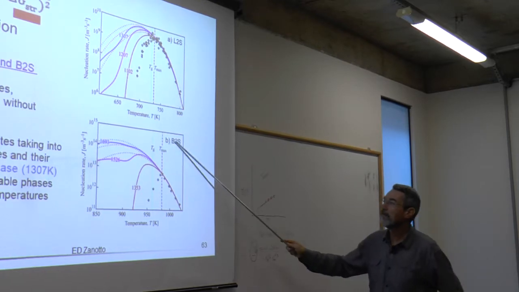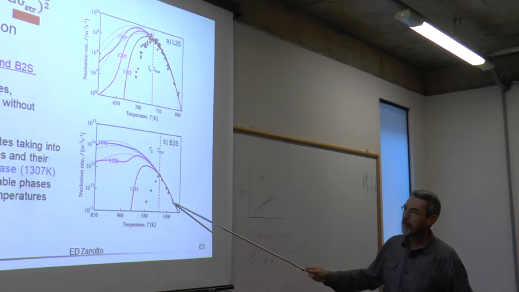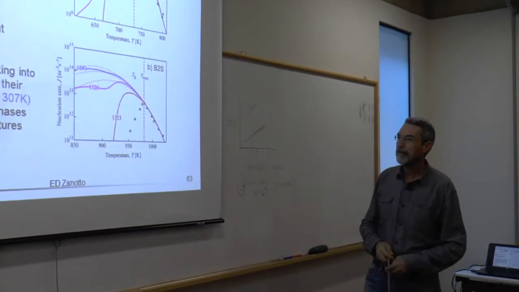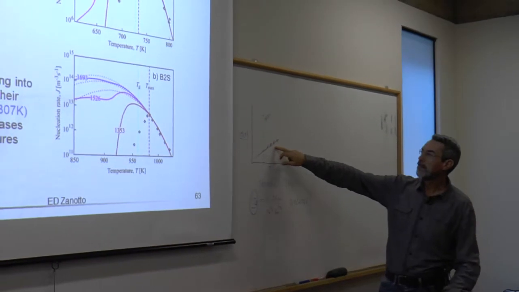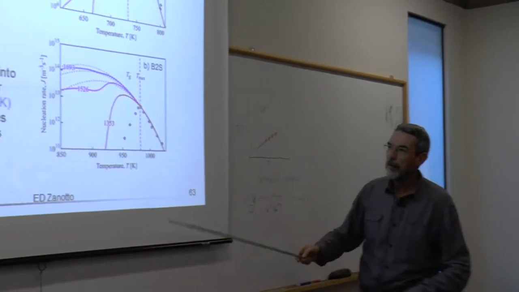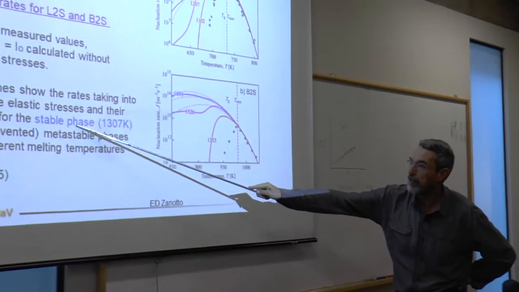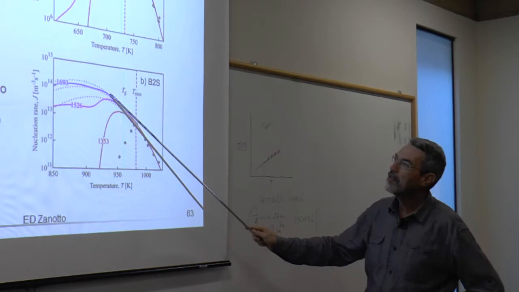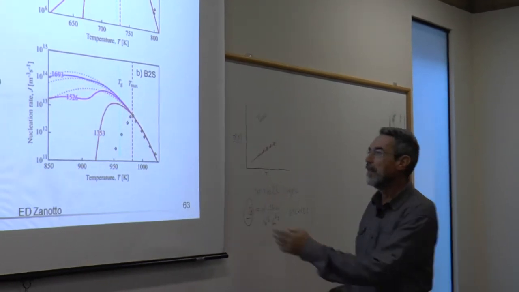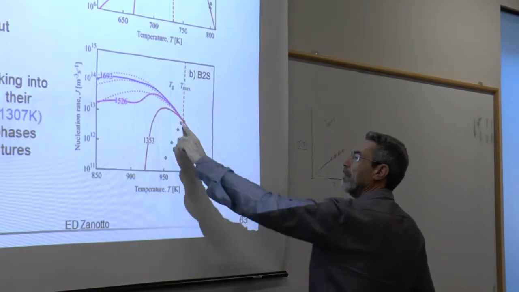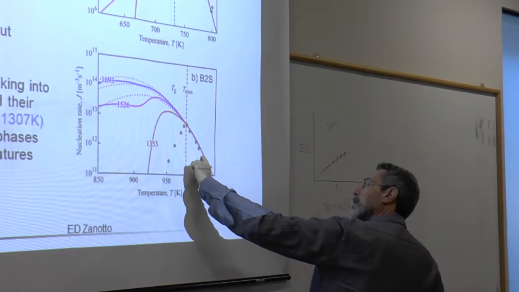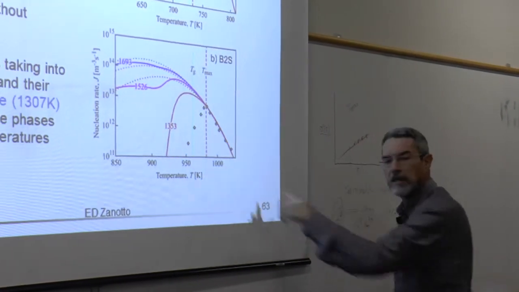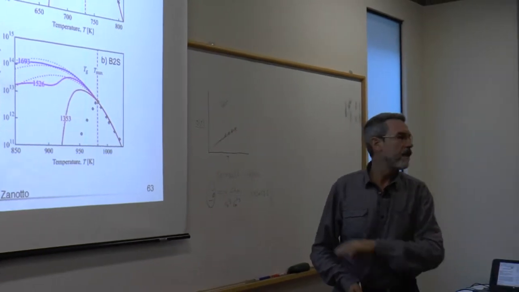And we have also done this for barium disilicate. Same story. Experimental data here. The red curve comes from doing a curve like this for barium disilicate. The blue curve, which coincides here, is taking stresses into account and their relaxation. Here they relax, so they have no effect whatsoever. If you look hard, there is a blue line almost coinciding with the red line. The blue line here is calculated taking stresses into account. It doesn't make any difference.